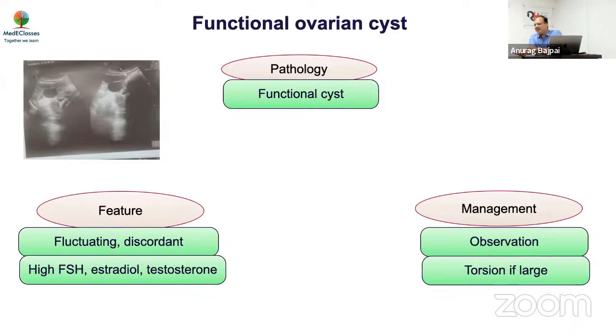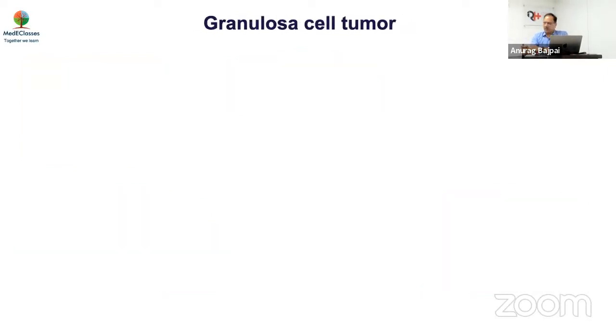And we'll talk about criteria for when you need to worry and when you can think of torsion or malignancy as a possibility. So a cyst which is typically less than 10 centimeters and doesn't have a solid cystic area does not require surgical intervention. You can manage it conservatively.